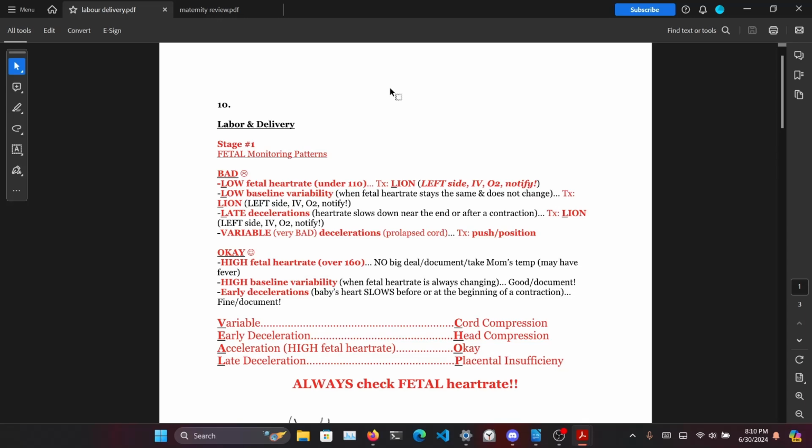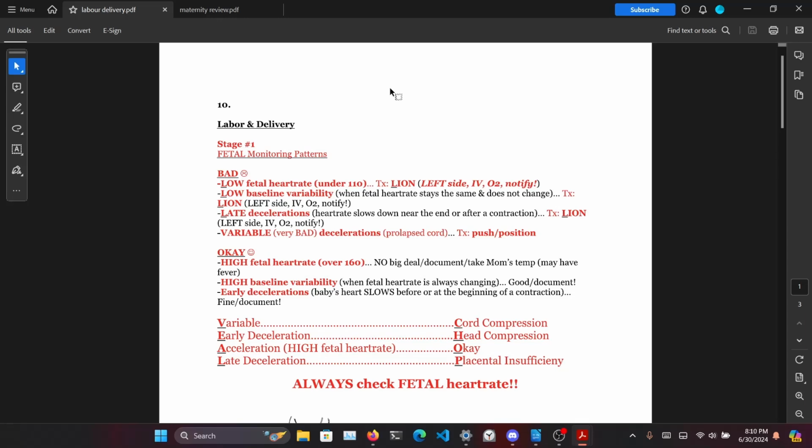Tachycardia is considered when the fetal heart rate is more than 160 beats per minute for 10 minutes or longer. Okay, so if the fetus is in bradycardia or tachycardia, what will you do first, right?